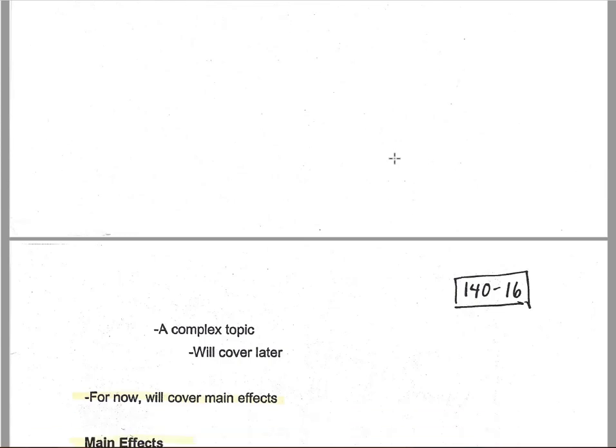Okay, the concept of interaction effect is a complex topic. I'm going to cover it in more detail in a few minutes. First, let's go in more detail over this more elementary concept, the concept of a main effect. Most of you will find the concept of main effect easier to understand, so we'll tackle that first.